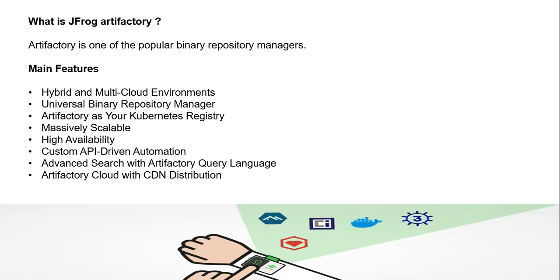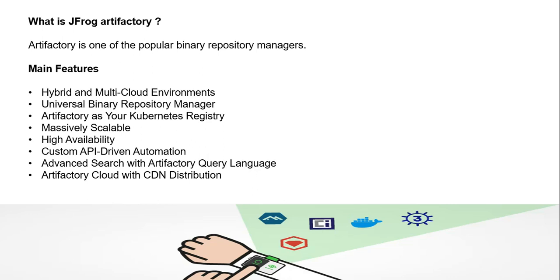Next one is the main features. The list of items is available in the JFrog Artifactory features. Let us see them one by one. The first one is hybrid and multi-cloud environment. You can host Artifactory on your own infrastructure, in the cloud, or you can use the SaaS solutions.